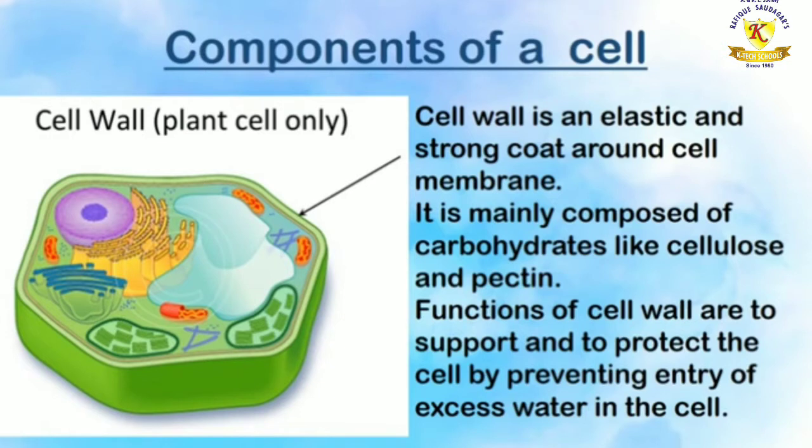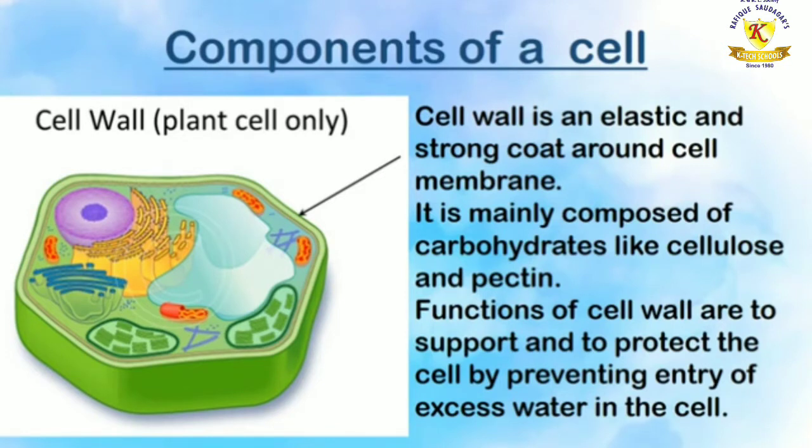The first component of the cell is the cell wall. It is found around cells of algae, fungi and plants. Animal cells lack a cell wall, meaning they don't have a cell wall. The cell wall is an elastic and strong coat around the cell membrane. It is mainly composed of carbohydrates like cellulose and pectin.